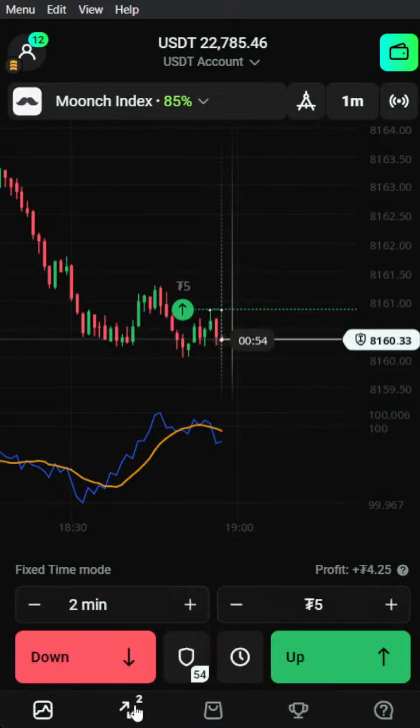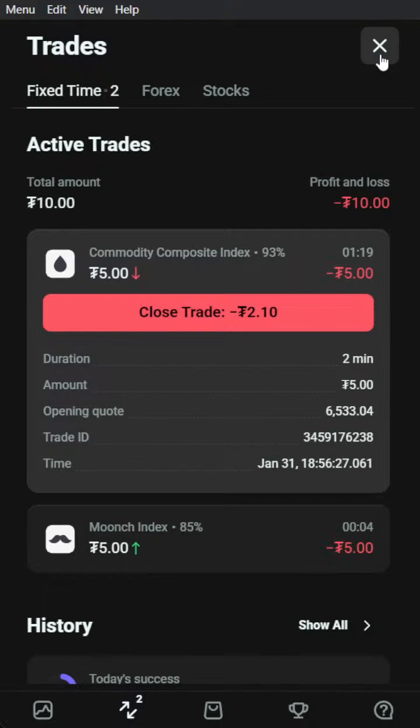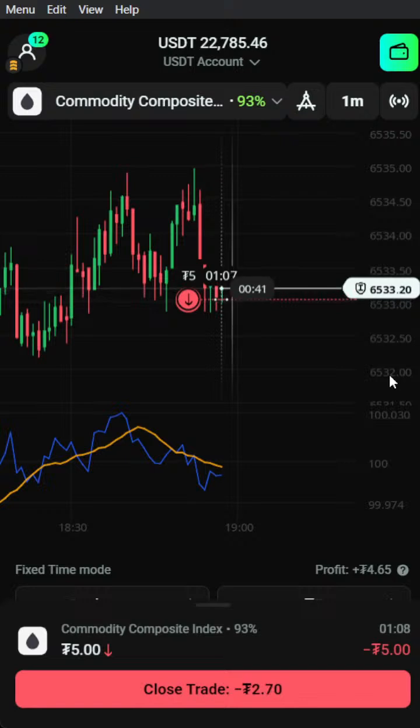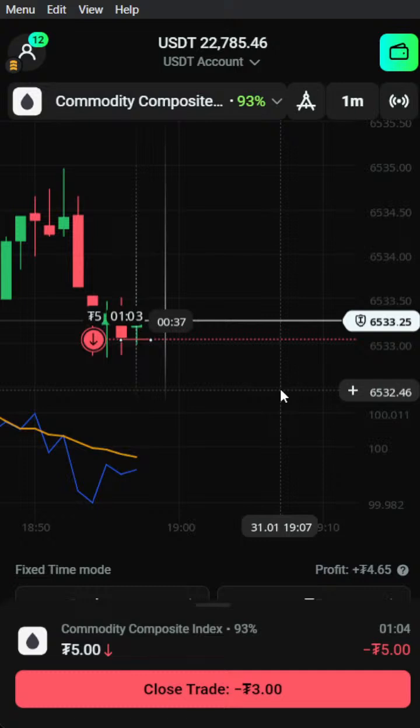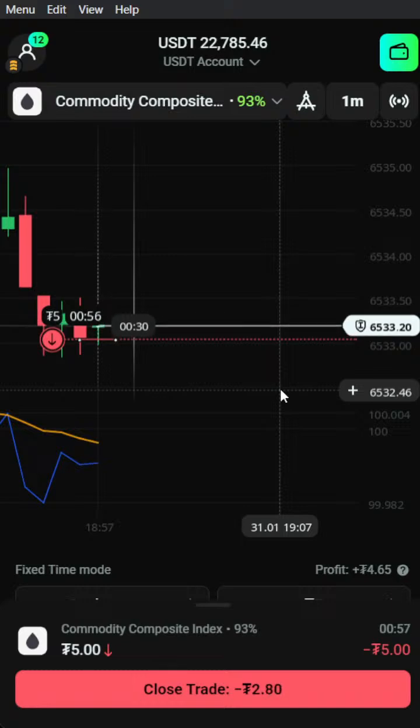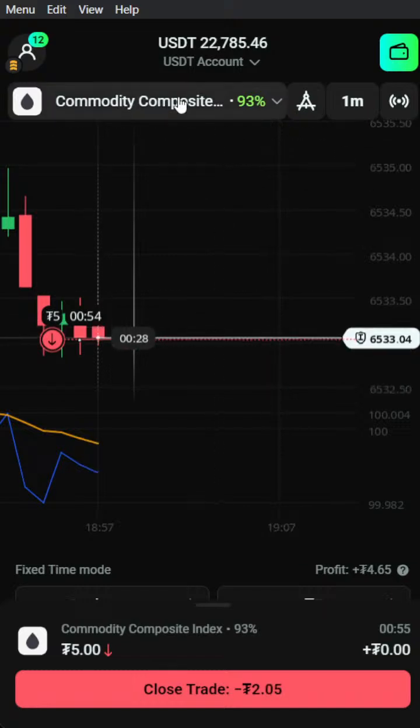Yes, the Munch index trade we were supposed to lose, as I see. Let's check what's up with the commodity index. Just give me a second, guys. Let me grab a sip of water. Okay, the commodity trade is changing, but I somehow feel that it would go in our favor. We still have 1 long minute to go. So I feel the market would change.